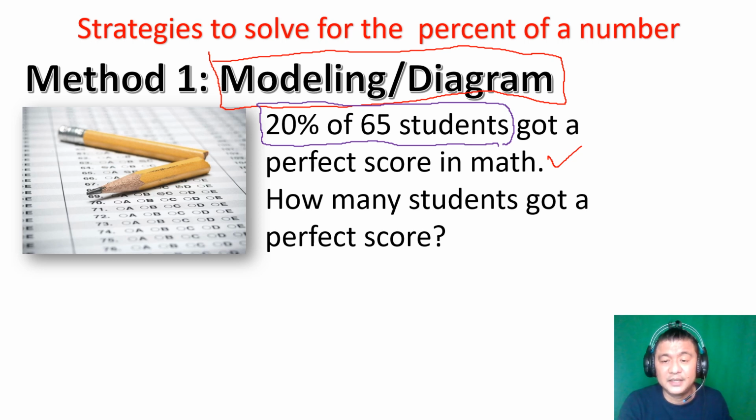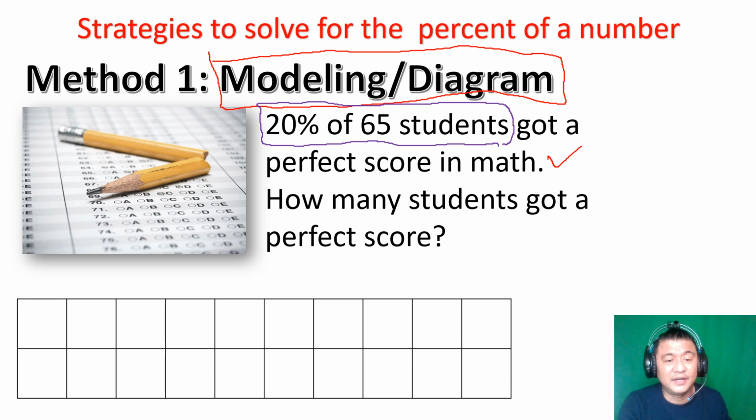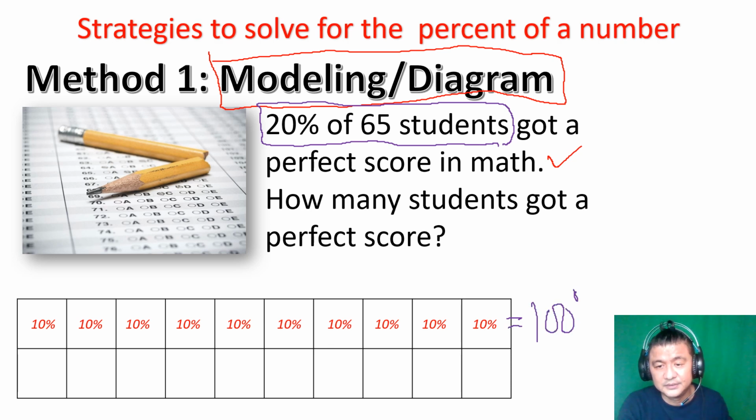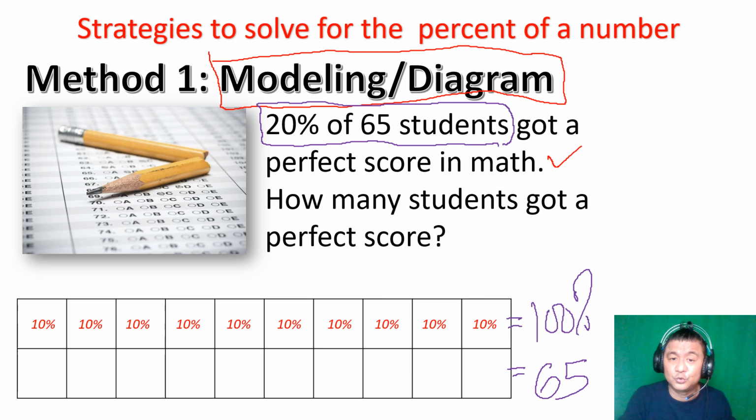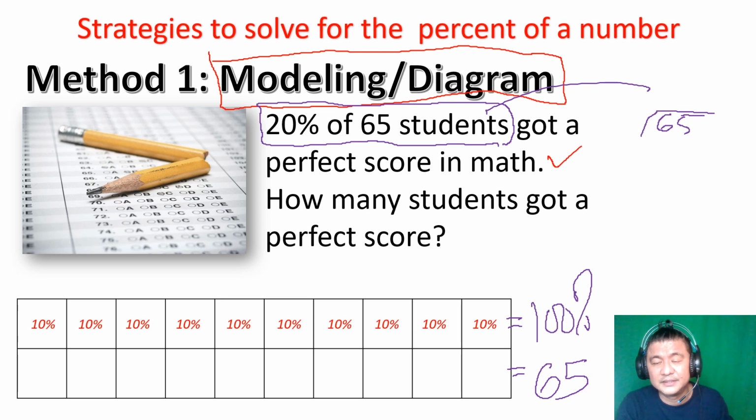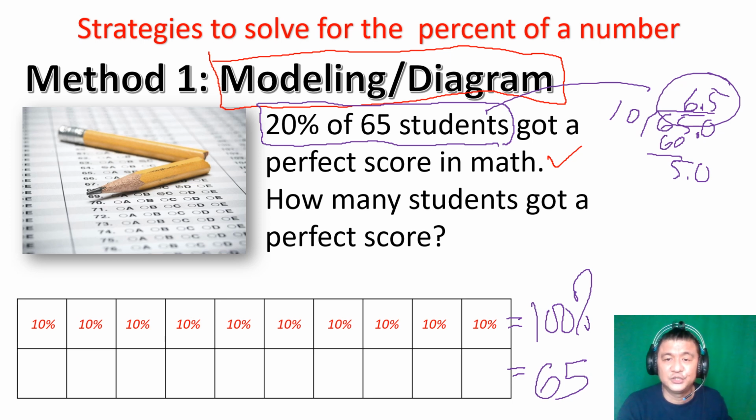So first of all, make a rectangle or a square and divide it into 10 equal parts. Each of those parts will represent 10%. 10%, 10%, all of that. If you add all of that, it'll be 100%, right? If it's 100%, that's all the 65 students, but not all of them got a perfect score. So let's split that 65 into 10. How do you do that? Check it out. 65 divided by 10. I could get 6, put a decimal point, 0, and I could get 5. So each small portion is 6.5.